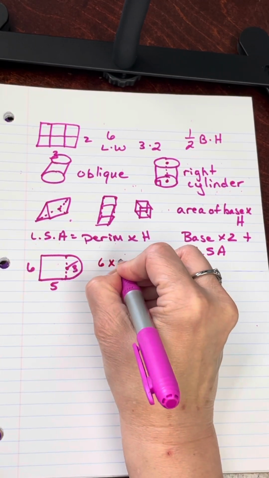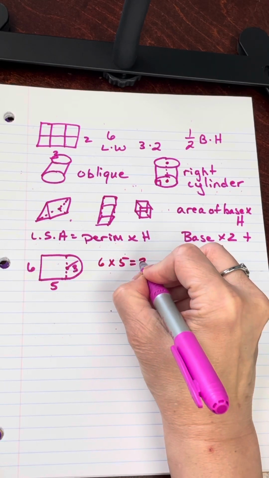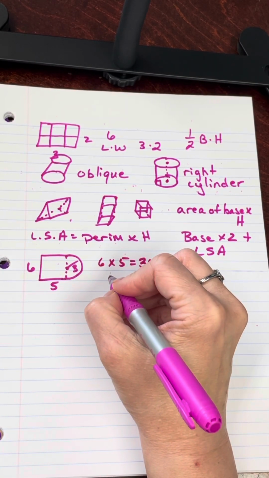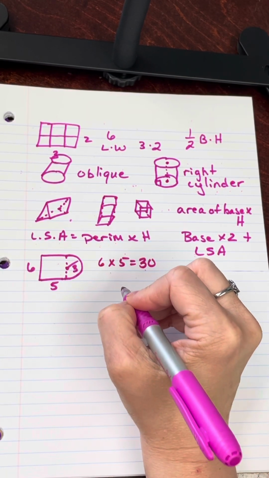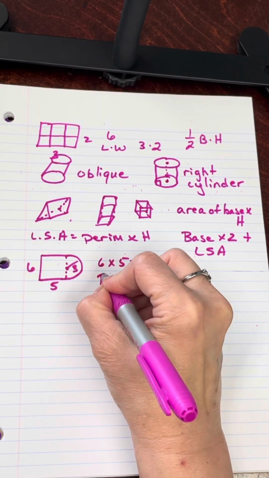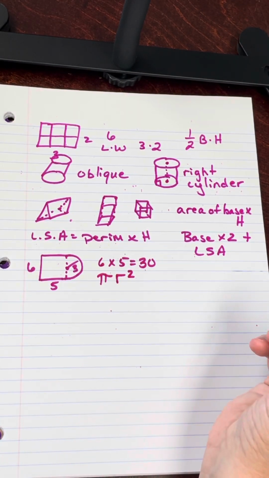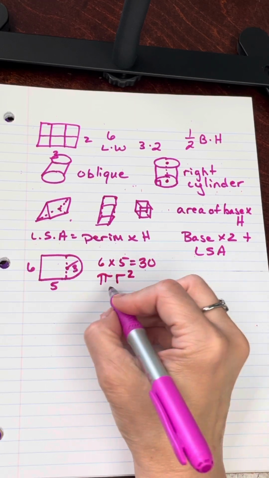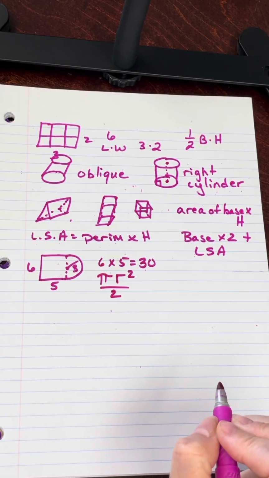6 times 5 is going to give us 30. And then how do we find the area of a circle? Remember, our formula is pi r squared, but we don't have a full circle. We have only half of a circle.